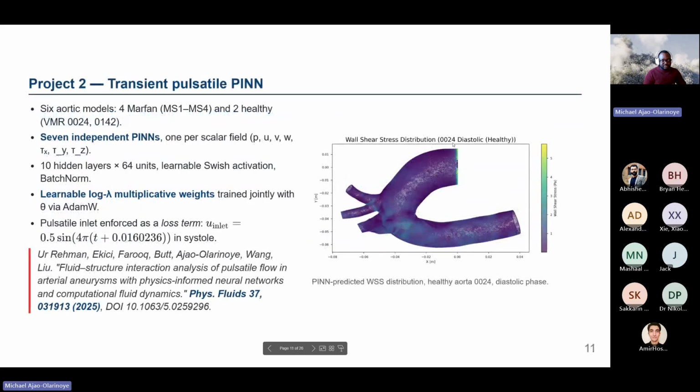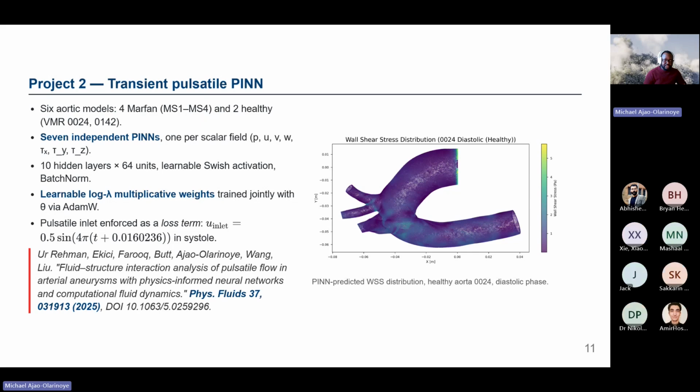Now, the next project was the transient pulsating PINs work, which had six aortic models. So four were those with Marfan syndrome and two with Loeys-Dietz syndrome. And we trained 7 independent PINs for this one. So in this one, each of the parameters, the pressure, the velocities at each point, and also the wall shear stress had its own PIN network trained simultaneously together. It had about 10 layers. Each of the layers had 64 neurons. And we also used, like I said, a learnable swish activation function.